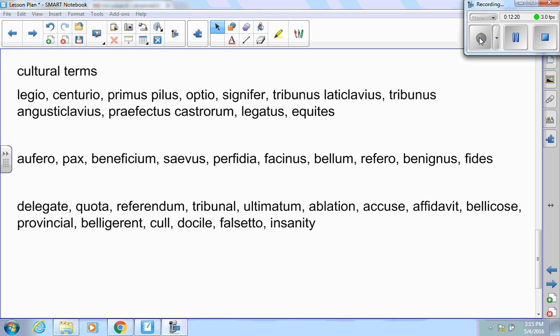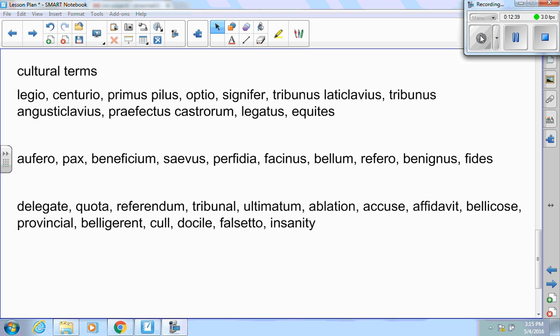Latin words you need to be aware of. Aufero, to go away. Pax is peace. Beneficium is beneficial or kind. Salvus is wicked. Perfidia is treachery. Facinus is wicked deed. Bellum is war. Refero, to return. Benignus is benign or kind. Fides is faithful.